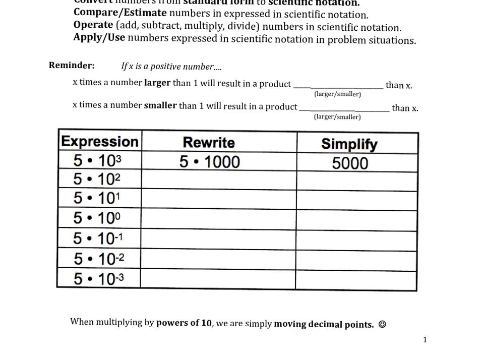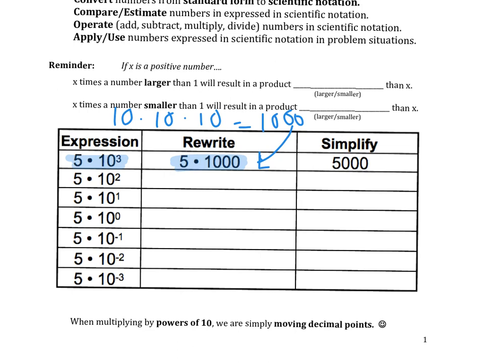If you had something like 5 times 10 to the third power, that could be rewritten as 5 times 1,000. How would you get 1,000? Well, 1,000 is the same as 10 to the third power, right? 10 to the third power is 10 times 10 times 10, which is 1,000. That's how that got there, right? And 5 times 1,000 is 5,000.